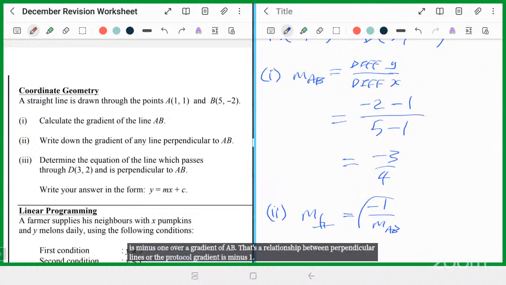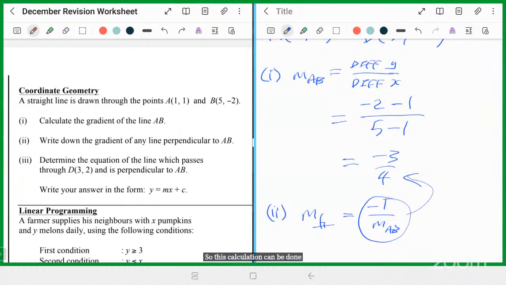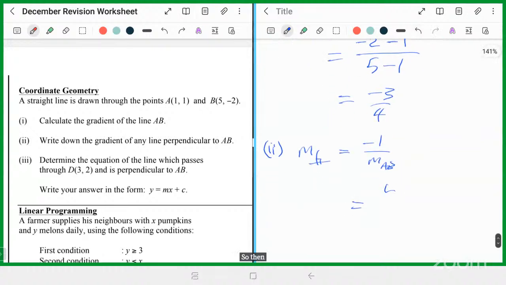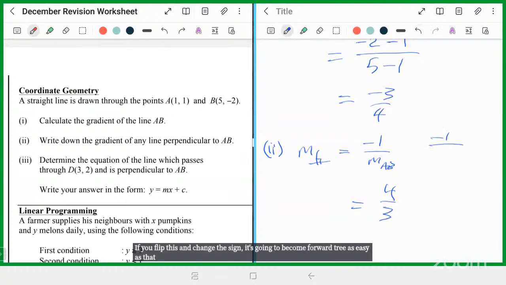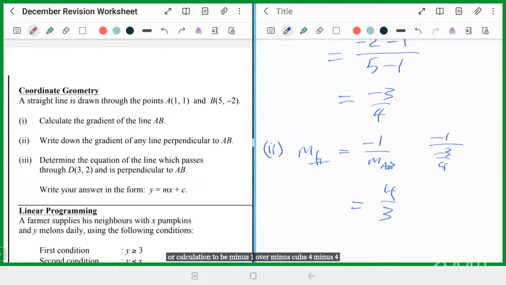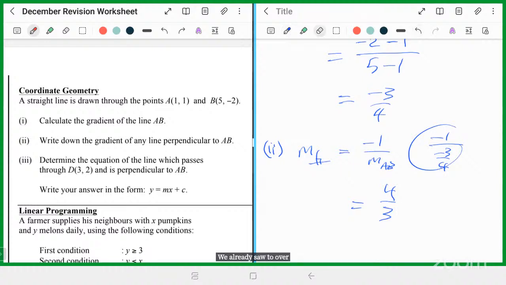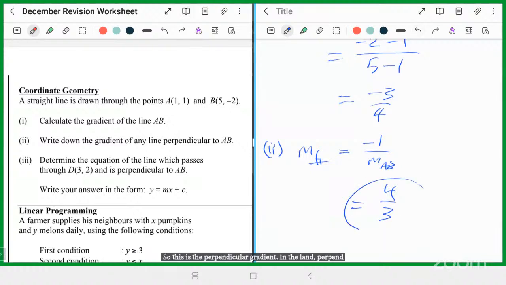So this calculation can be done quickly by flipping this one and changing the sign. So then it becomes 4/3. That is it. If you flip this and change the sign, it's going to become 4/3. As easy as that. For calculation, -1 over -3/4, if you put the gradient under here and work this out, it's going to become that anyway. But the quick way to do it is flip the gradient that you have, change the sign. So this is the perpendicular gradient. Any line perpendicular to AB will have this gradient.